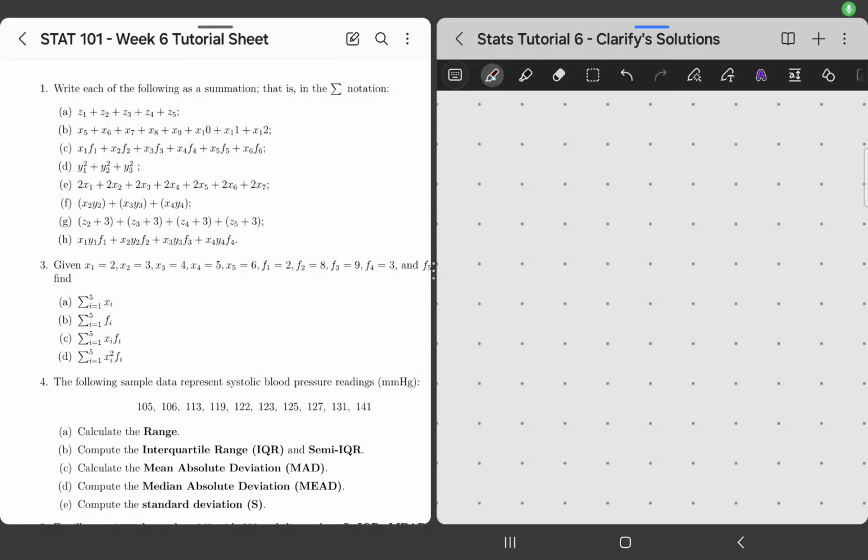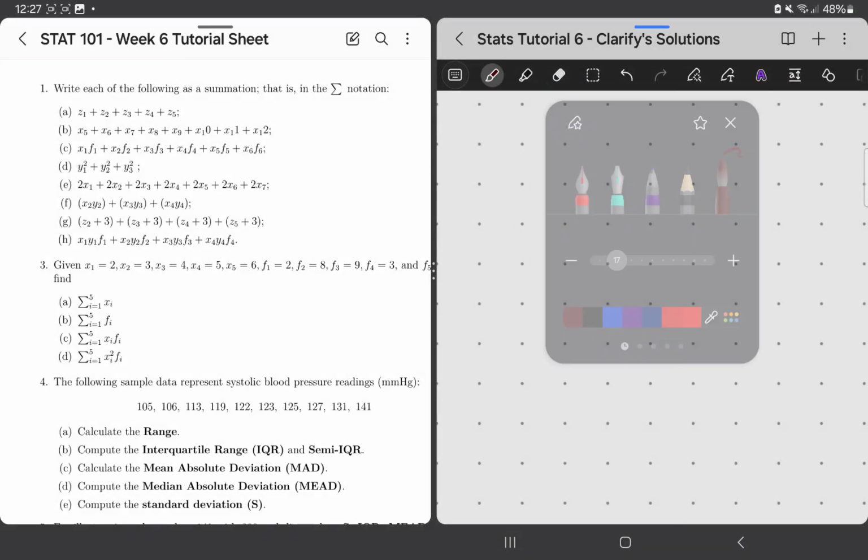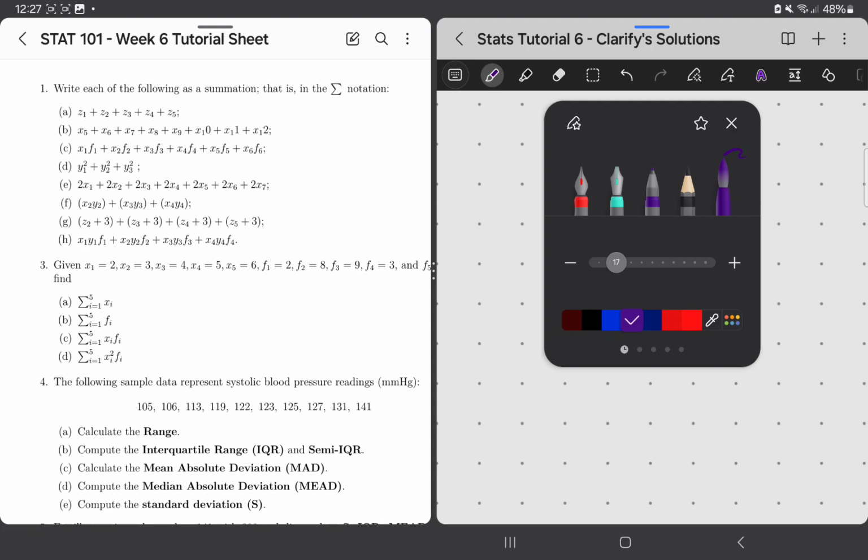We are going through the tutorial solutions. This is nothing for us. Let's just quickly go through it. And let's see, this is very easy. We've done a lot of work.